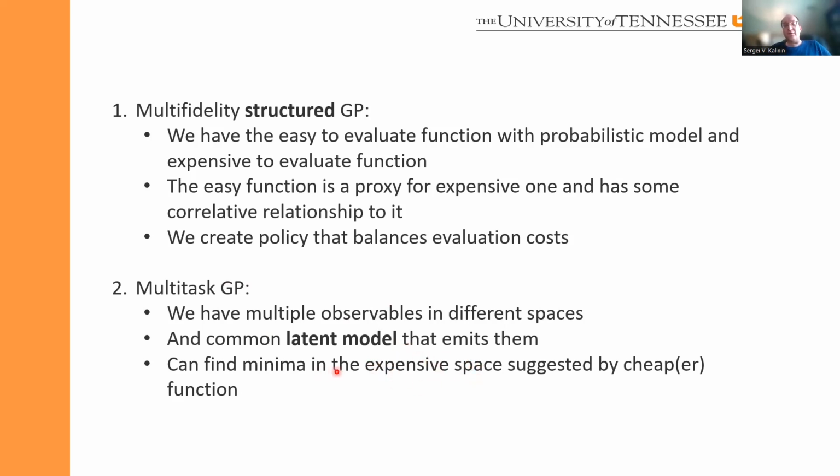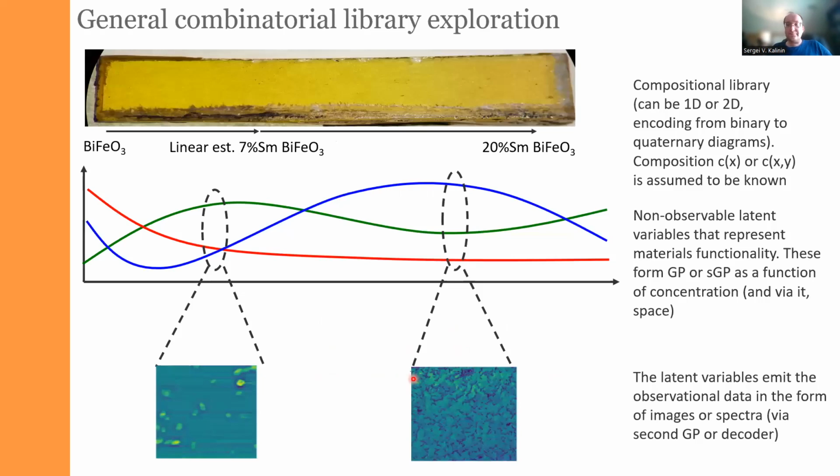And we essentially try to solve the multi-fidelity problem. So we try to find minima in the expensive space suggested by the cheaper function. But this is a little bit different in terms of the physical setting. It may not be different in terms of the practical implementation. So let's look back at the typical examples of the experimental problems that we have in real-world situations, even for the combinatorial libraries, and see what types of experimental scenarios are covered by the multi-fidelity measurements and which ones are not.